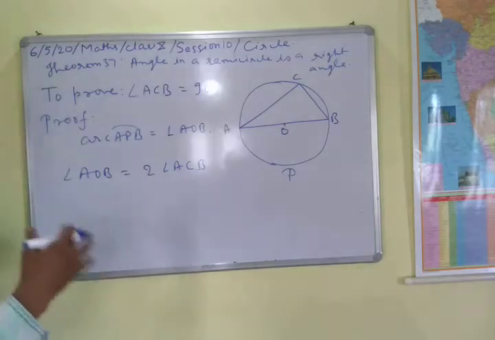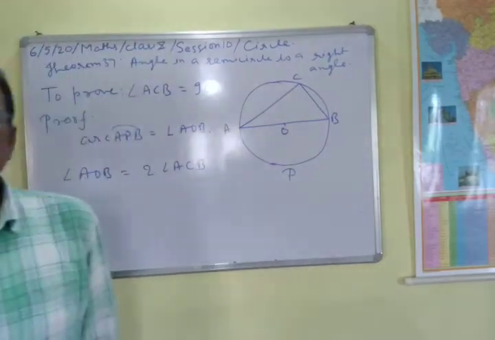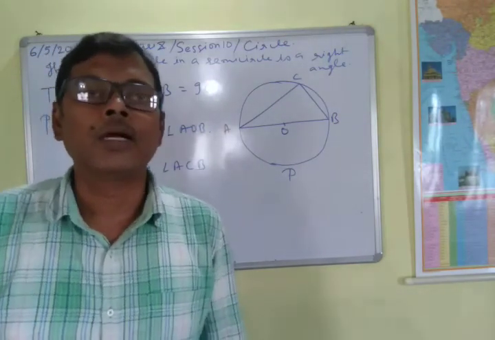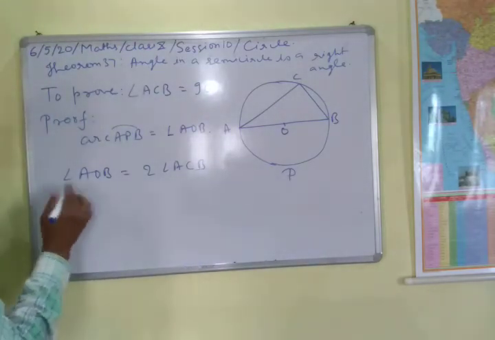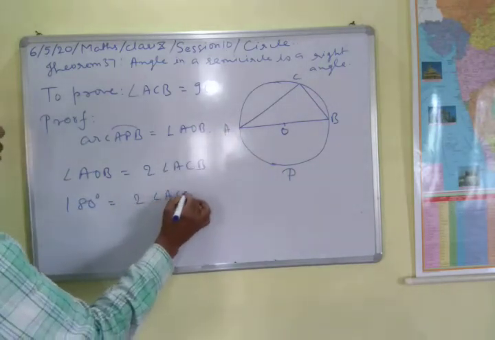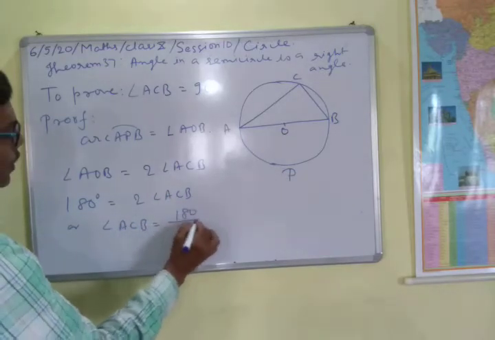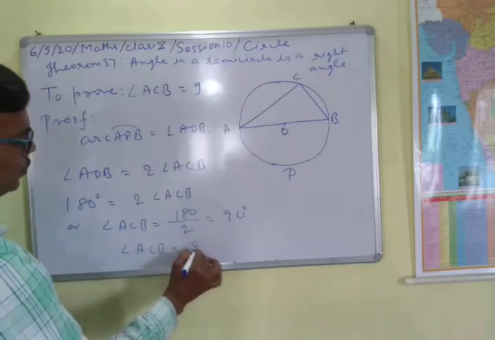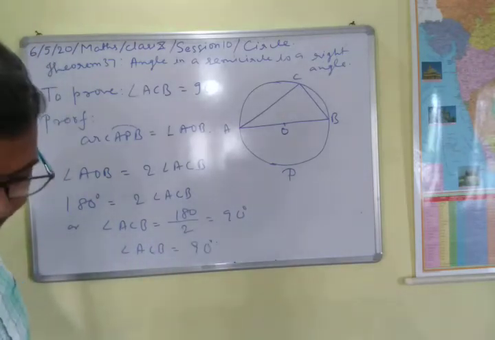Why have we written this? I will repeat: the angle subtended by an arc at the center is double the angle subtended by the same arc in the remaining part of the circle. So by this theorem we write this. Now what is angle AOB here? Angle AOB is a straight angle. So we can write 180 degrees equals 2 angle ACB, or angle ACB equals 180 by 2, that is 90 degrees. So angle ACB is equal to 90 degrees. This is the proof.